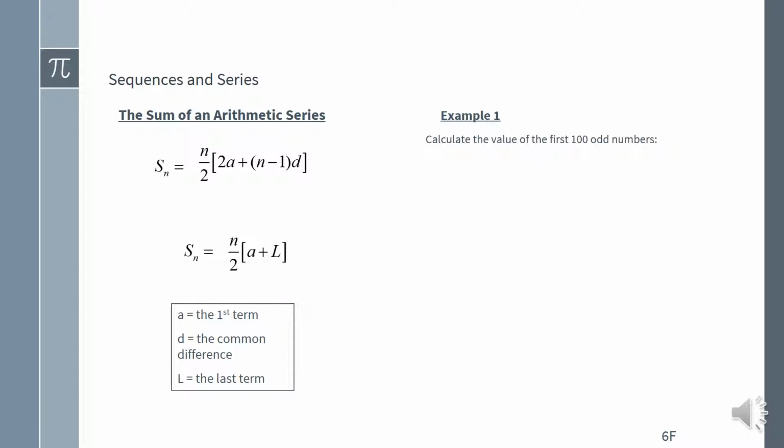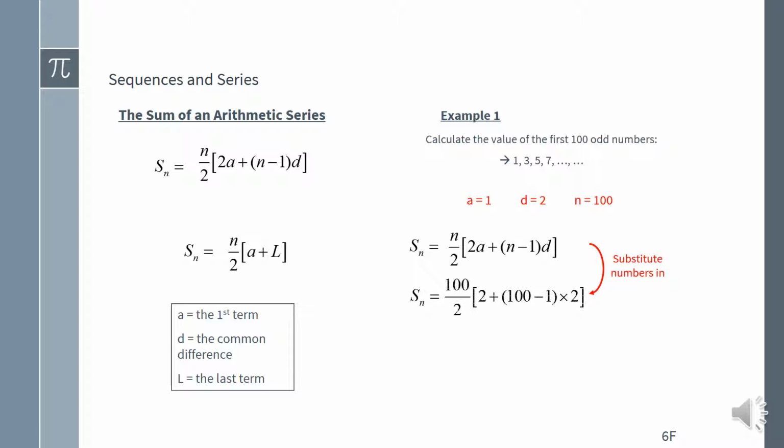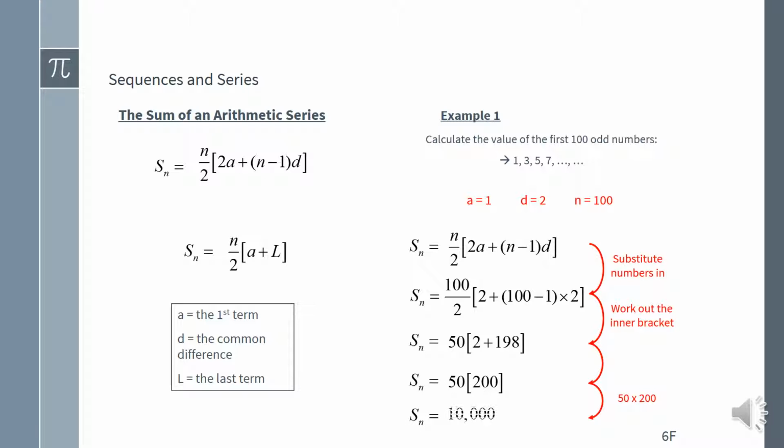Calculate the value of the first 100 odd numbers, 1, 3, 5, 7 and so on. The first term is 1, the difference is 2, the number of numbers is 100. Plug it in: 100 over 2, (2 times 1 plus 99 times 2). We can then work it out. The first 100 odd numbers add up to 10,000. 50 times 200.